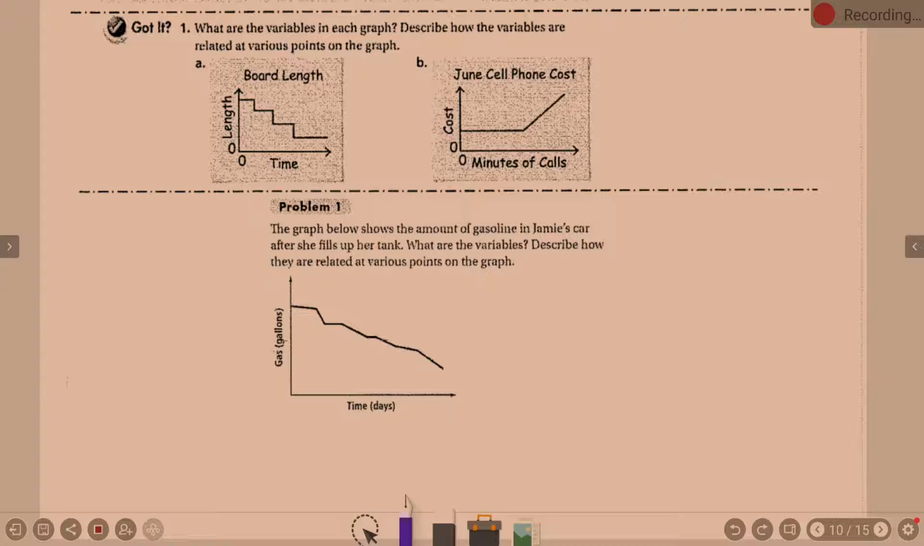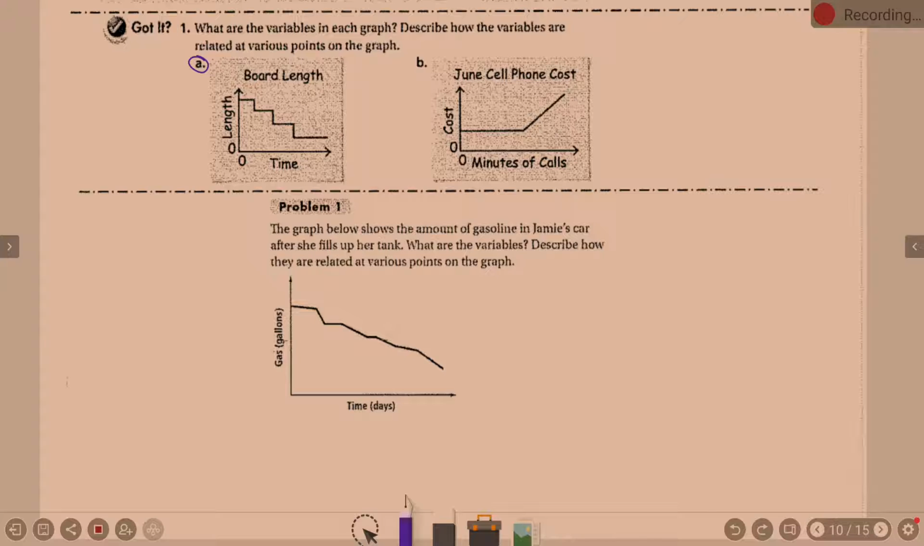Oh, let's go. Okay. A. Wait, that's different. Is it? Don't turn the page. You're not turning your page. Oh, I'm a dummy. I did not mess this up yet, okay? We're still good. Now, what are the variables in each graph, and describe how the variables are related at various points on the graph.